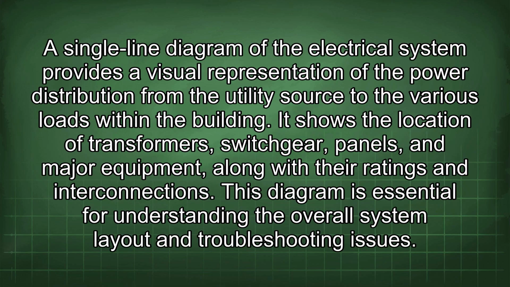A single-line diagram of the electrical system provides a visual representation of the power distribution from the utility source to the various loads within the building. It shows the location of transformers, switchgear, panels, and major equipment along with their ratings and interconnections. This diagram is essential for understanding the overall system layout and troubleshooting issues.